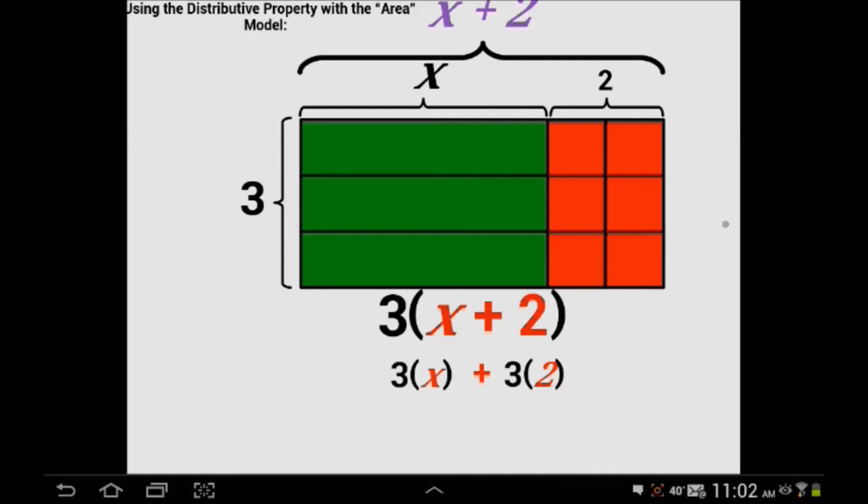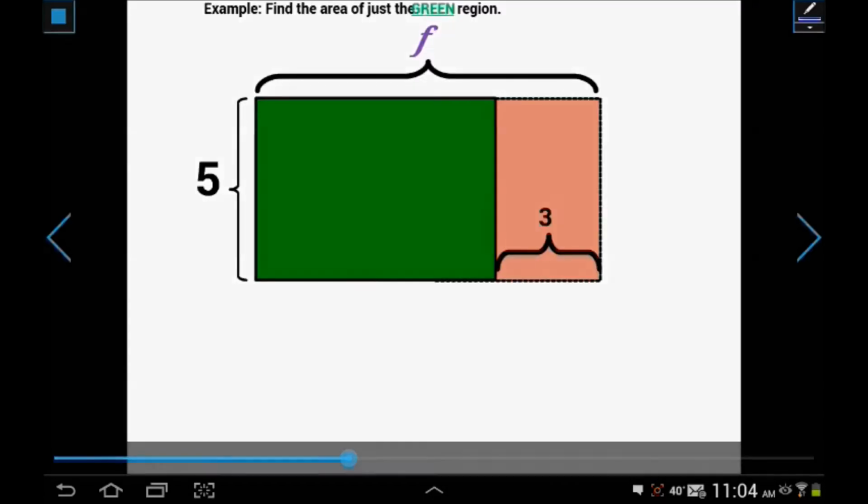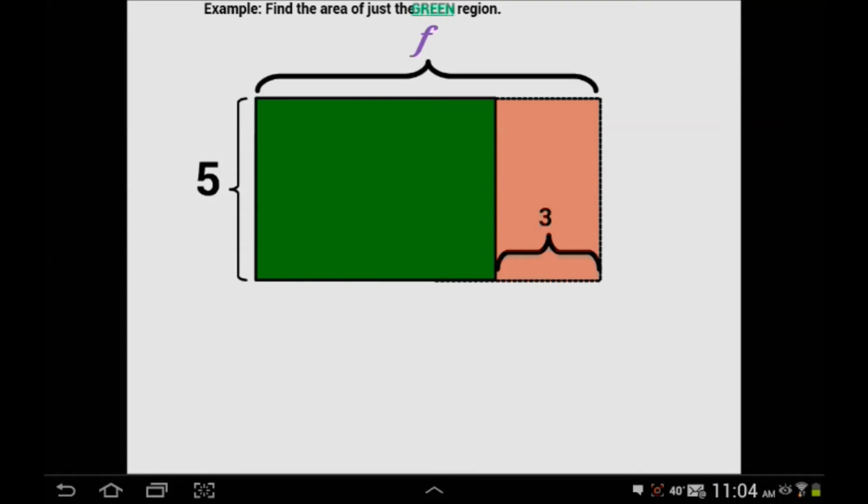Now 3 times x is 3x. 3 times 2 is 6. And that's your answer, 3x plus 6. So the area of this green and red region is equivalent to 3x plus 6. So if we know what x is, we just have to plug it in. If x is 5, then it's 3 times 5 plus 6. So that's that.